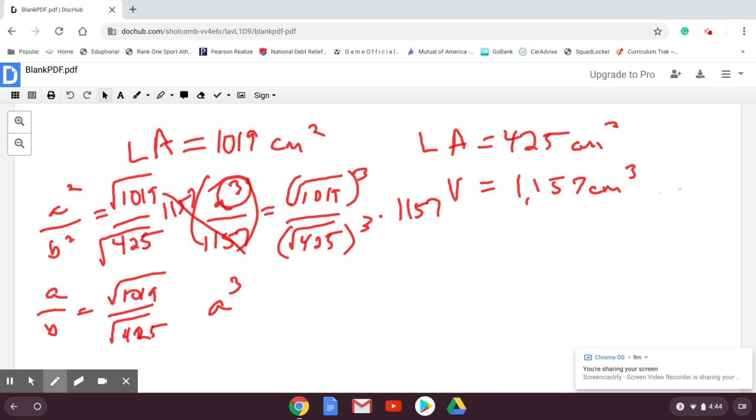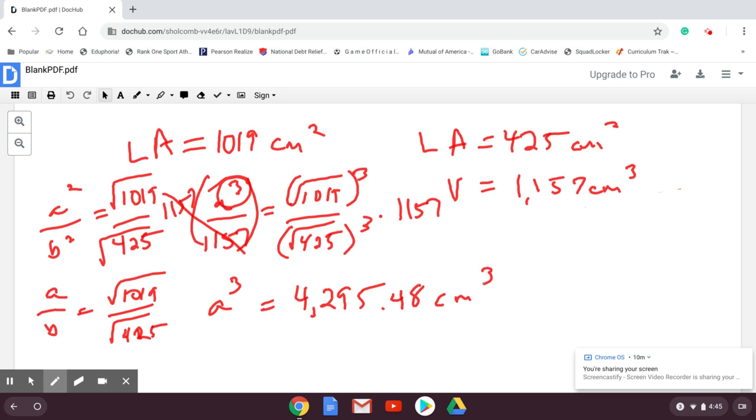Multiply that, which is an exact number, times 1157, and now you know that your a cubed is equal to 4295. It doesn't really say how much to round it to, so I'll just round it to 2.48 centimeters cubed. And that's the volume of the larger paint can.